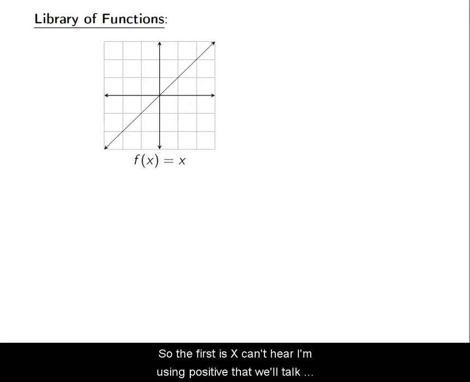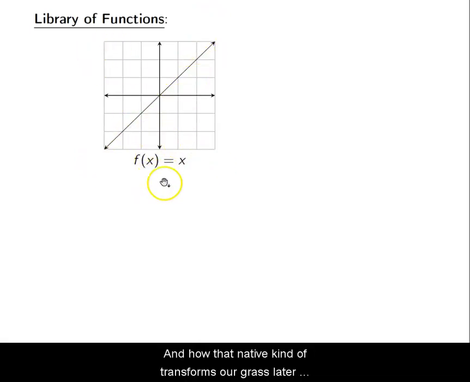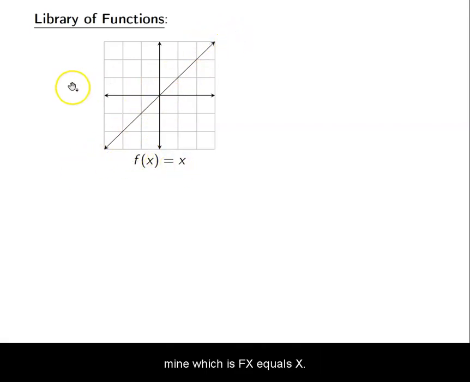So the first is x. Okay, here I'm using positive x. We'll talk about how to look at negative x, and how that negative kind of transforms our graphs later, right? So the basic form of a linear function is really just x, okay? If I have mx plus b, I'm actually applying some transformations to the basic graph of x, right? So all the stuff we learned in chapter 1.10, I think was, with the equations of lines, was really just manipulations of the most basic form of a line, which is f of x equals x, okay?